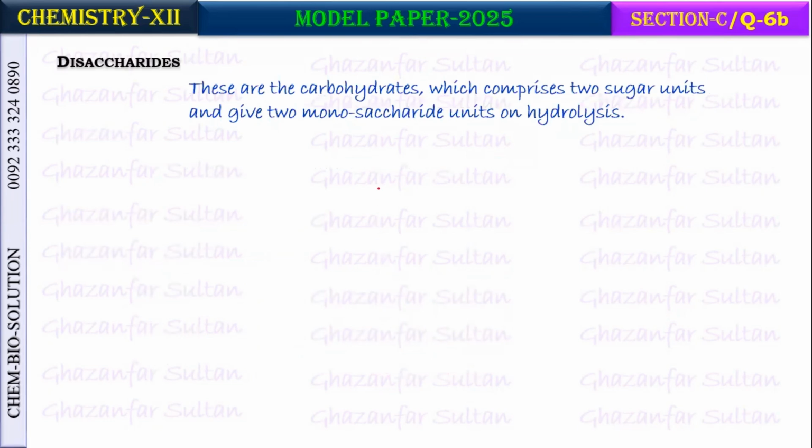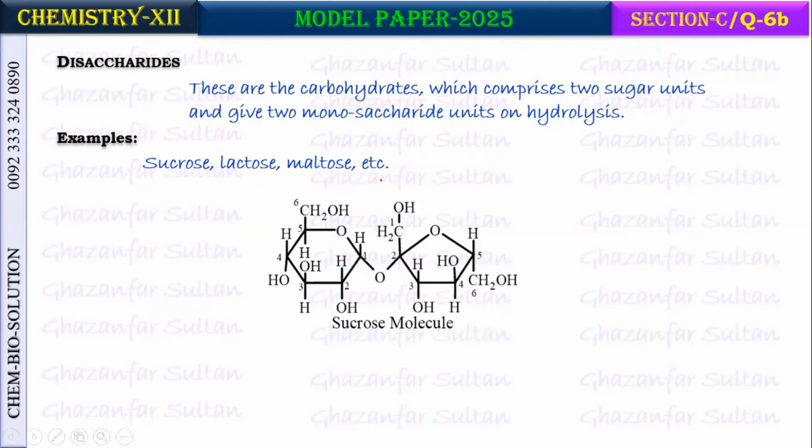And now the disaccharides. These are the carbohydrates which comprise two sugar units and give two monosaccharide units on hydrolysis. Definitely if they have two sugar units, they can be hydrolyzed. Examples are sucrose, lactose, maltose. These are the very common examples. And this is the structure of the sucrose molecule. This is the ring form of fructose, and this is the ring form of glucose. They are bonded together through this linkage that is called glycosidic linkage. Glycosidic linkage is a separate topic that we will not include here. Or for the safe side, if you want to add it here, it's up to you. You can do this.